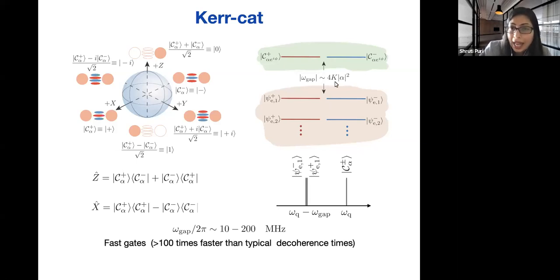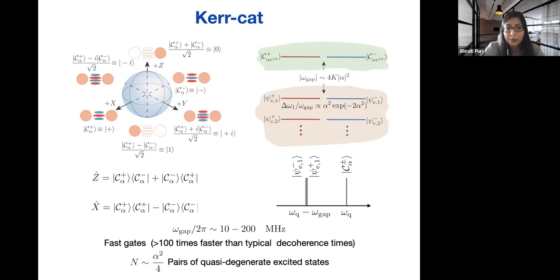So this gap determines how fast you can do the operations. The larger the gap, the faster you can do the gates and the better your fidelities would be. In superconducting circuits, this gap can be made as large as 10 to 200 megahertz, which allows you to do gates which are 100 to 1,000 times faster than the typical decoherence time. So you can get really high fidelity gates. Okay, and just as an aside, there are about alpha squared by 4 pairs of quasi-degenerate states. And this is actually what gives you protection against phase noise. And this will become clear in a few slides.